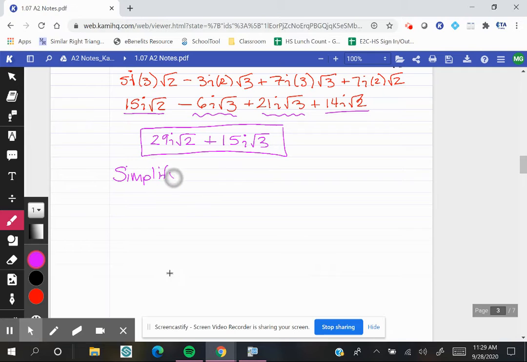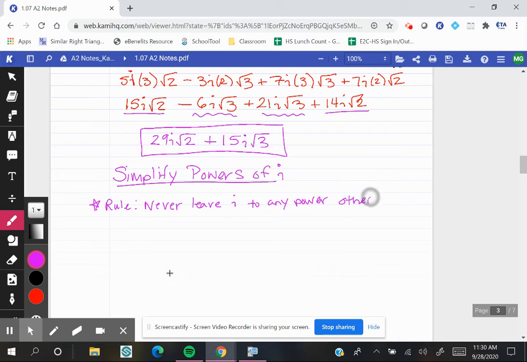The last thing we're going to talk about today is some more imaginary number stuff. It's simplifying powers of i. So the rule is you can never leave i to any power other than 1. Never leave i to any power other than the first power. And the reason is because we can simplify it if it's bigger than 1. So powers of i, how do we simplify it?